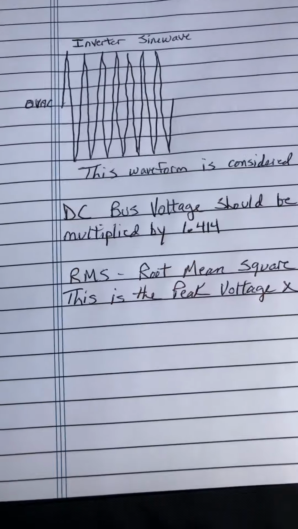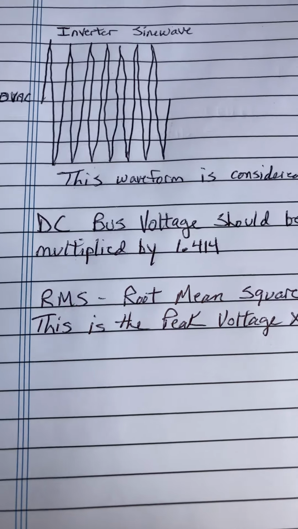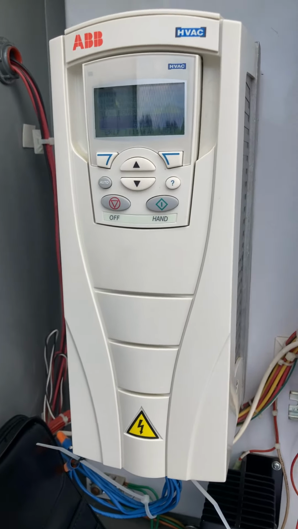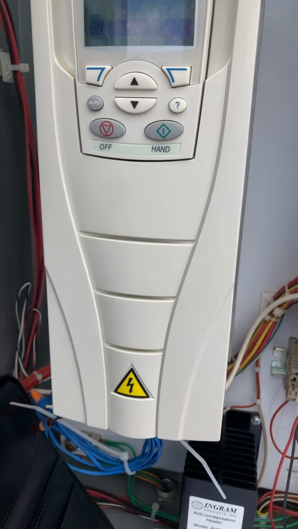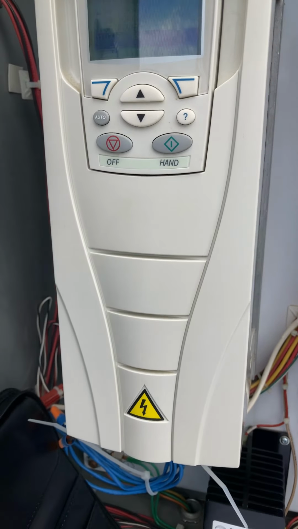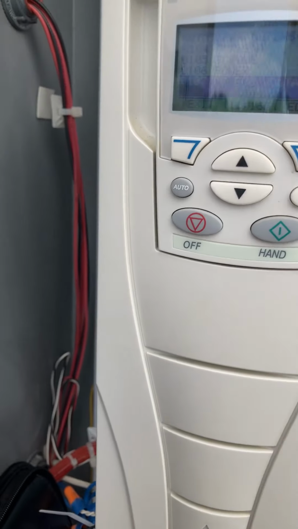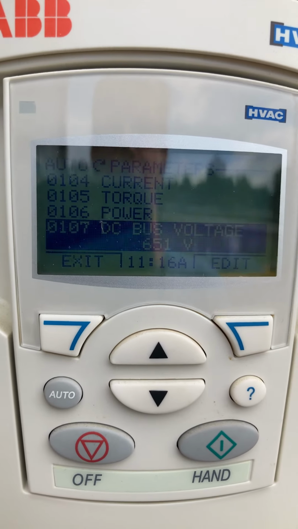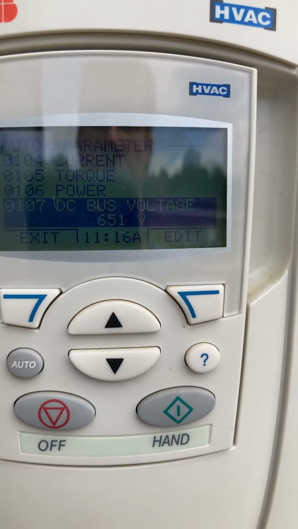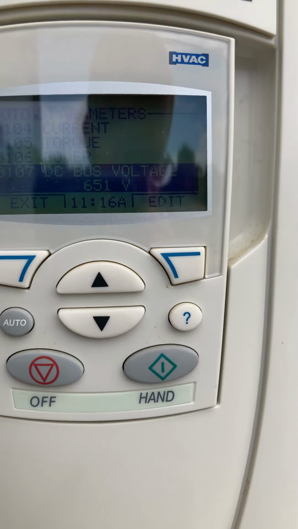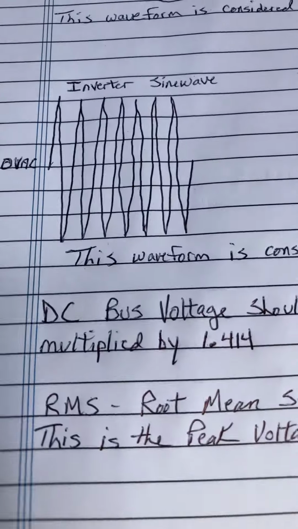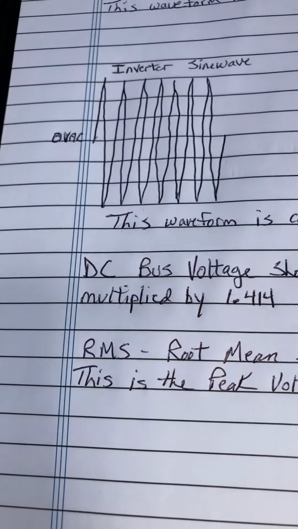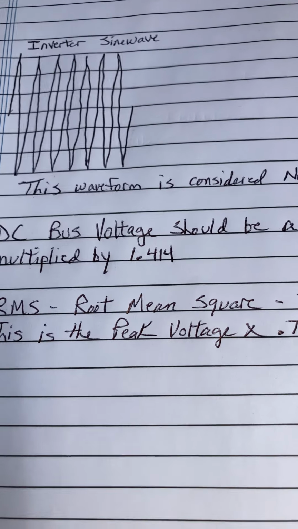So therefore, another term I want to talk about is DC bus voltage. The inverter actually takes AC, converts it to DC. You're going to have a DC bus that's going to have a high voltage on it, a high potential. And I've actually found the measurement here in the drive. See if you can see that. 651 volts is the DC bus voltage. So that voltage, as you see here, DC bus voltage should be the actual line voltage multiplied by 1.414.